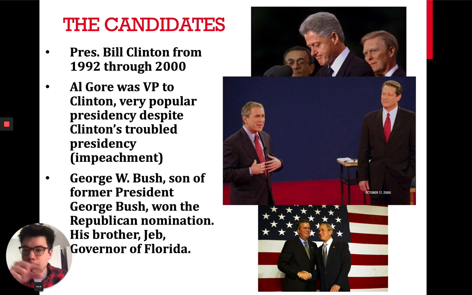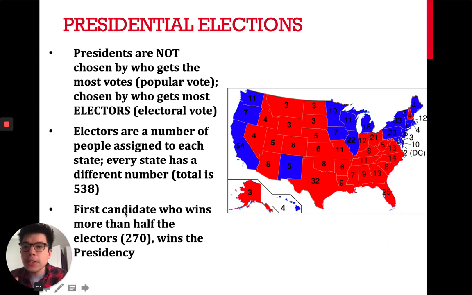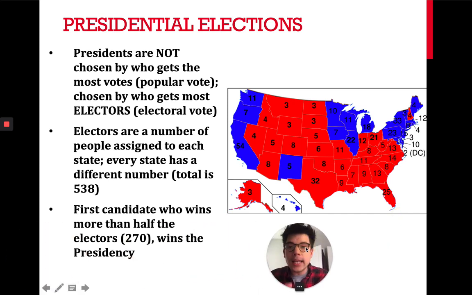And before we jump to the election, let's talk very quickly about how presidential elections work. Presidents are not chosen by who gets the most votes. That final popular vote doesn't decide it. Well, it matters, but the popular vote is strictly the total number of people voting for each candidate. Instead, presidents are ultimately chosen by what's called the electoral vote.